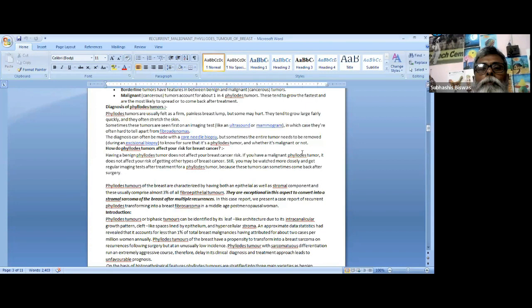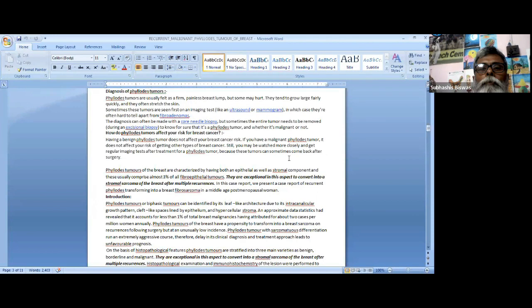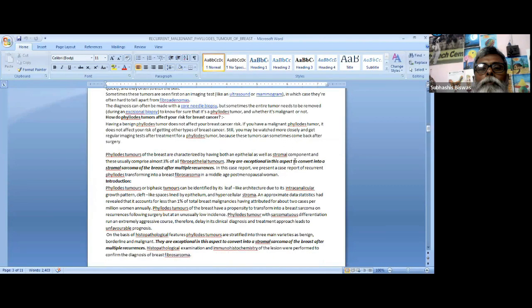How do Phyllodes tumors affect your risk for breast cancer? Having a benign Phyllodes tumor does not affect your breast cancer risk. Let me repeat again: having a benign Phyllodes tumor does not affect your breast cancer risk. If you have a malignant Phyllodes tumor, it does not affect your risk of getting other types of breast cancer. Still, you may be watched more closely and get regular imaging tests after treatment for a Phyllodes tumor, because these tumors can sometimes come back after surgery.